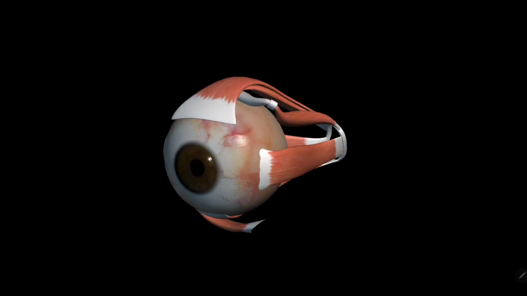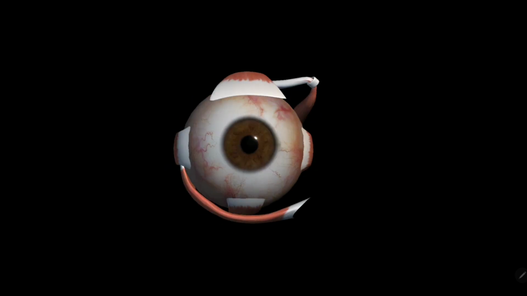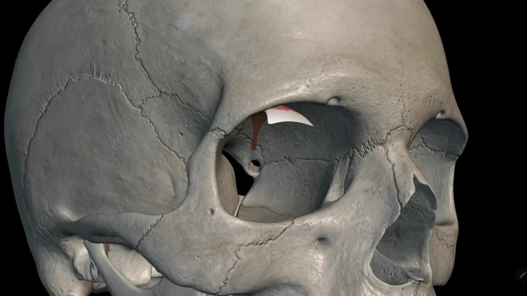So let's start with the levator palpebrae superioris, this muscle here. We'll be discussing the origin, insertion, supply and action of levator palpebrae superioris. So the first muscle we are discussing is levator palpebrae superioris. As the name suggests, mostly the action of levator palpebrae superioris is the elevation of the upper eyelid.